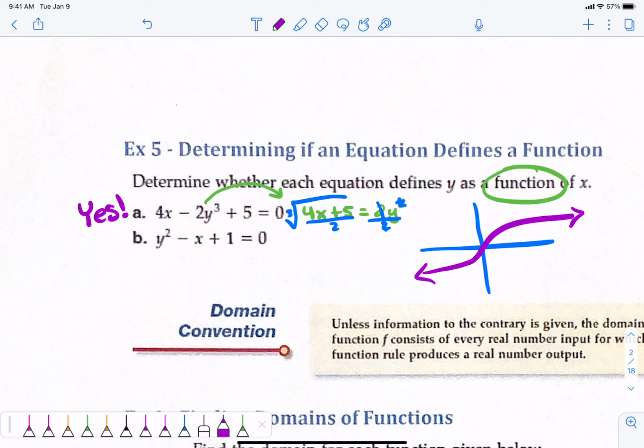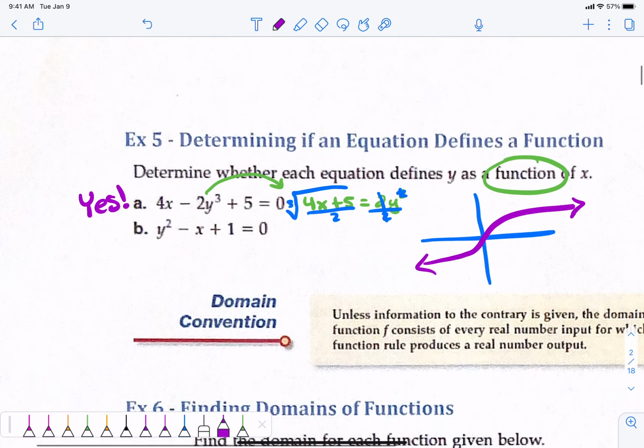How are we supposed to know this if it's a function or not? You remember stuff. I don't ask you any of this on your homework assignment, but anyway. Okay, moving on.